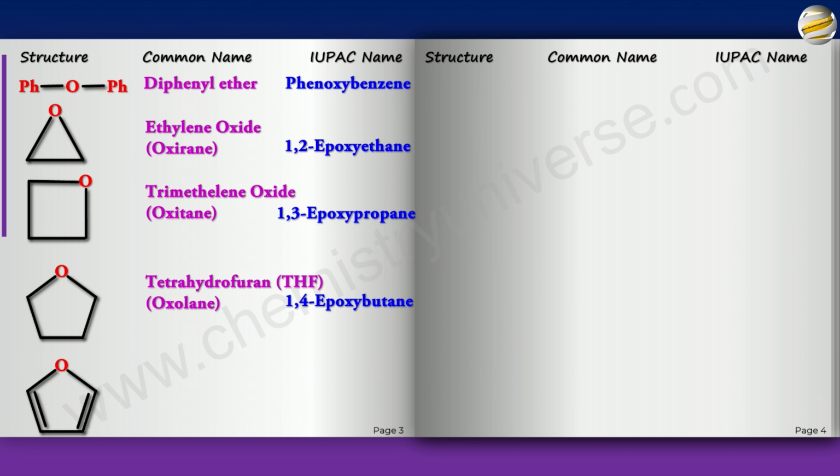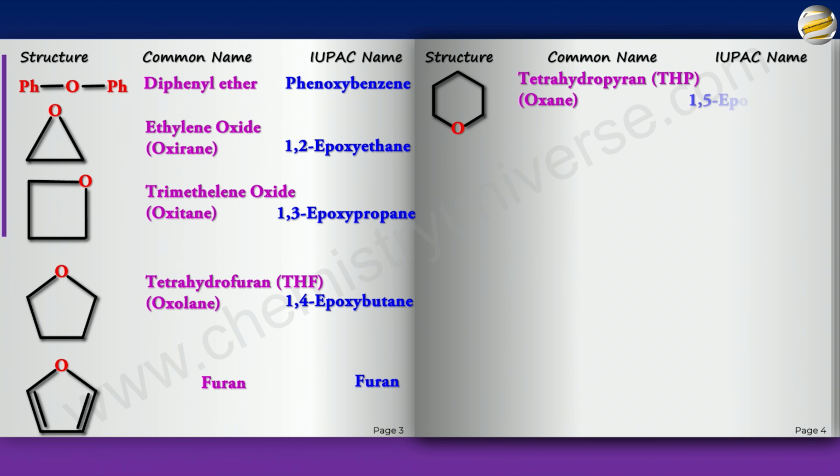What do you think would be this? Well, its common name is furan. That was tetrahydrofuran after attaching 4 H to furan. And its IUPAC name is also furan. You can use that as the IUPAC name. What do you think would be the name of this one? Well, it's tetrahydropyran, oxane. And the IUPAC name, you can say 1,5-epoxypentane.